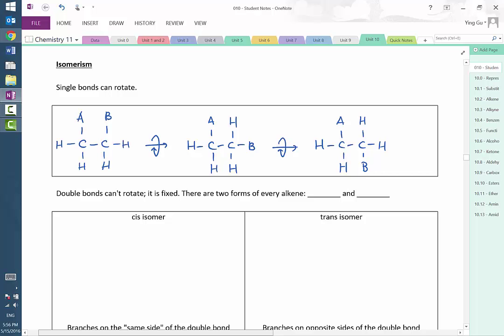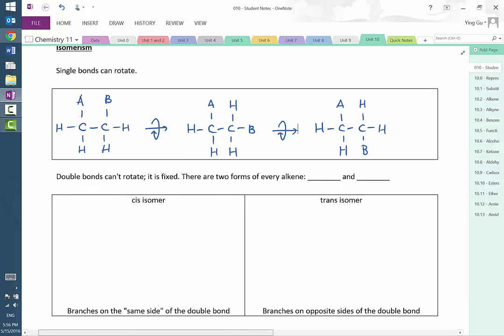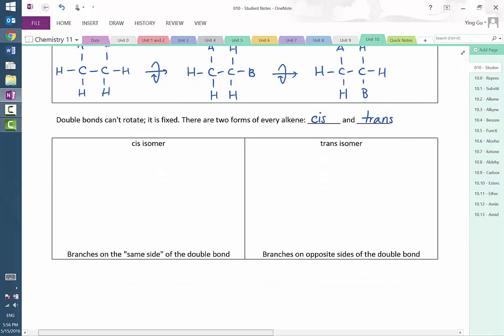So if we rotate that alkane round and round, you'll get three structures that may seem different, but they are actually the same compound. Alkenes, in comparison, cannot do that. Double bonds cannot rotate. And so every alkene that we have has two isomers, the cis and the trans isomer. Here's what that would look like. A cis isomer will have special branches facing the same side of that double bond. So if we analyze the structure with a plane across the double bond, we see that branch A and branch B are on the same side of that.